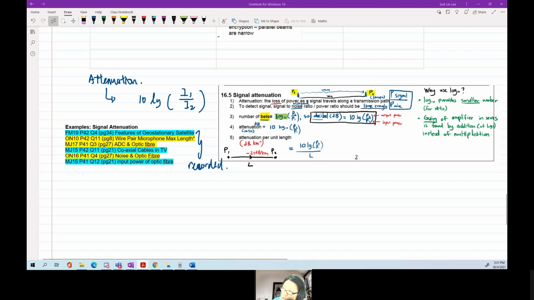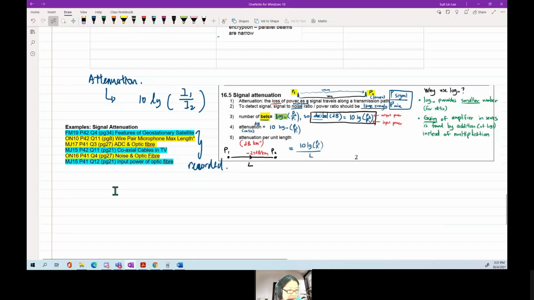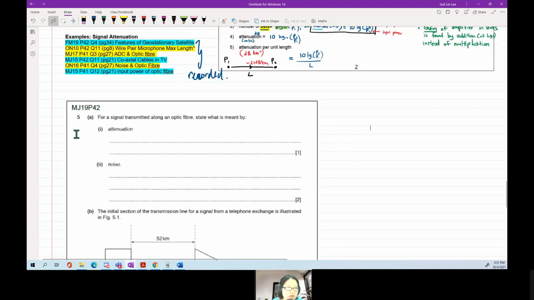Very weird one, there's no communication in variant 4.1, which is anomalous. Most of the time we would expect one question. So let's dig up something more recent to try about attenuation. Let's do May, June 19 paper 4.2 as an example. Here, as usual, you are asked to state what is meant by attenuation and noise. I've mentioned that just now in the notes already. Wait, a bit blurry. Let me crop.